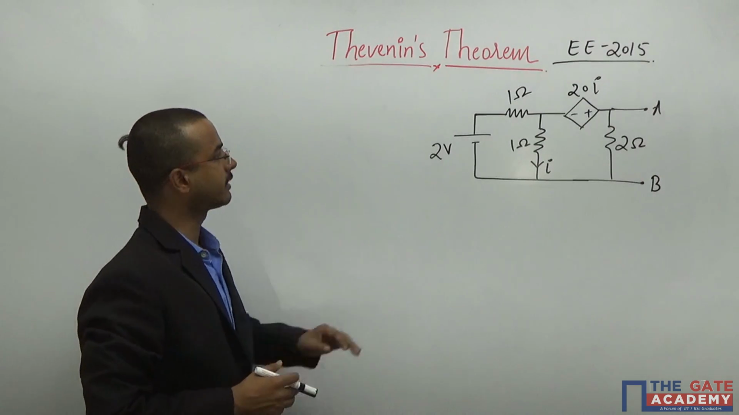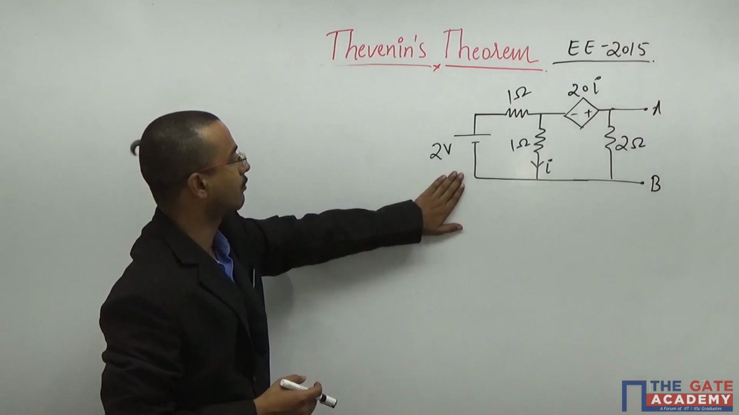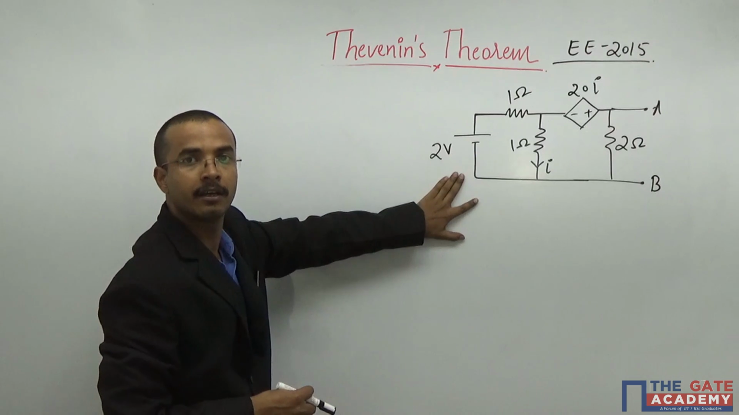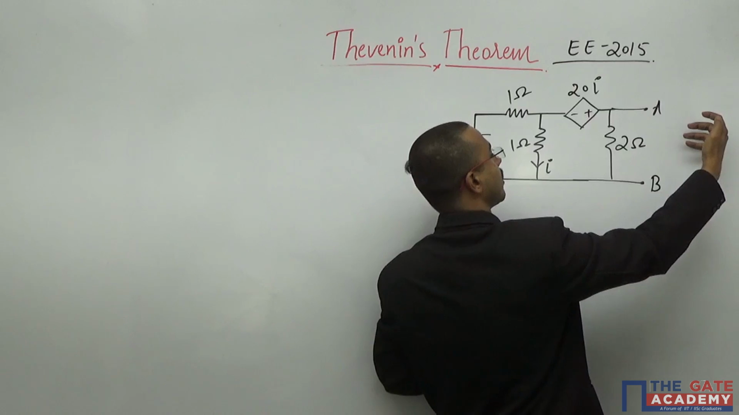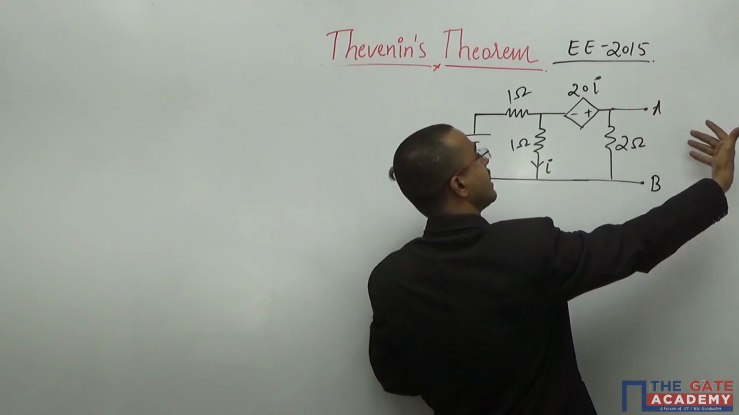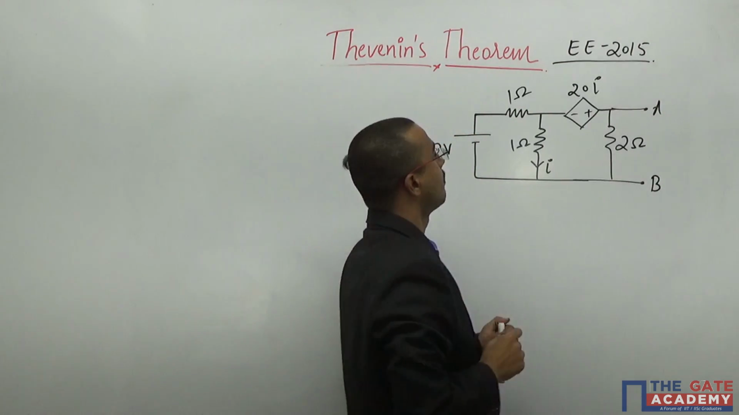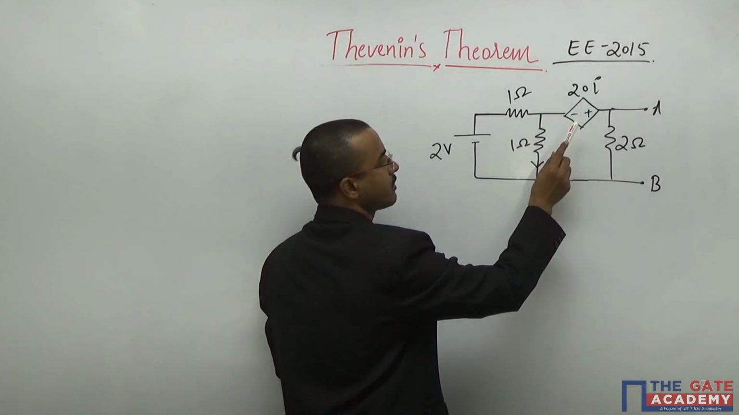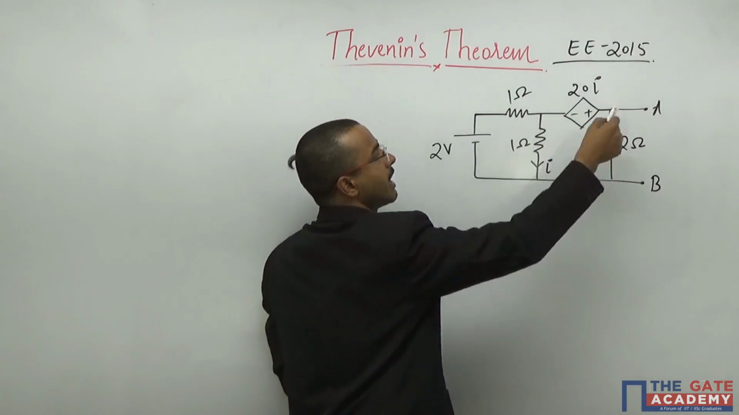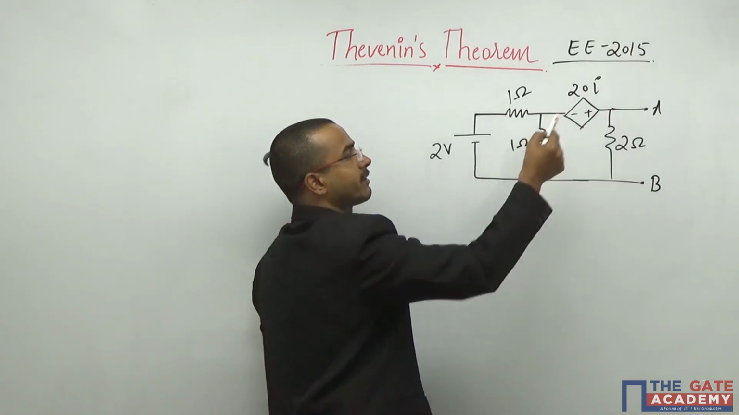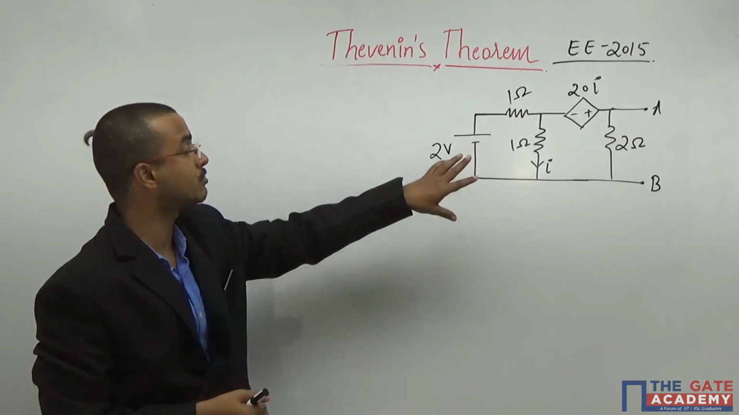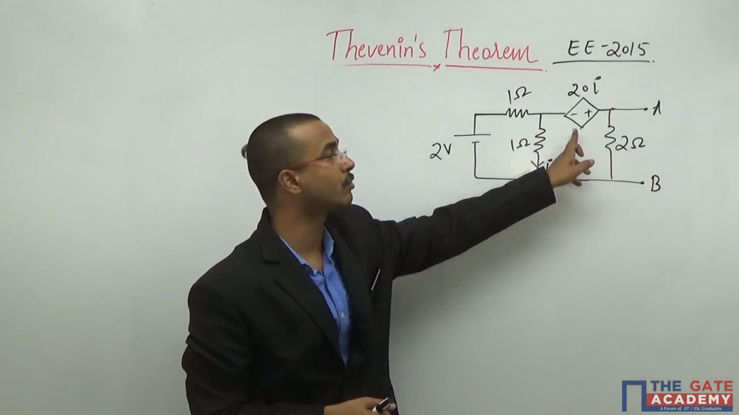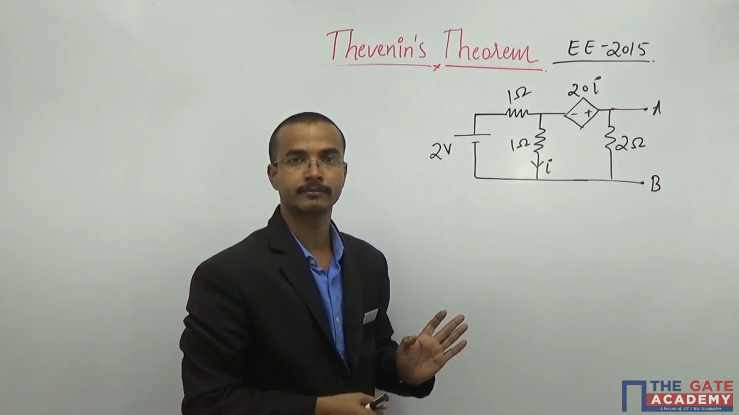Here, this is a numerical where again we have to calculate the Thevenin equivalent across the terminals A and B, how much resistance and the voltage equivalent you will see across this. But here, one twist we have, that my dependent source is also present in my circuit. Then how to deal with such type of circuit which consists of the dependent source and the independent source also?